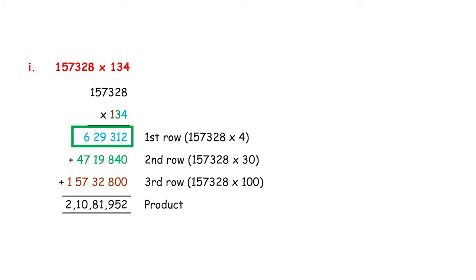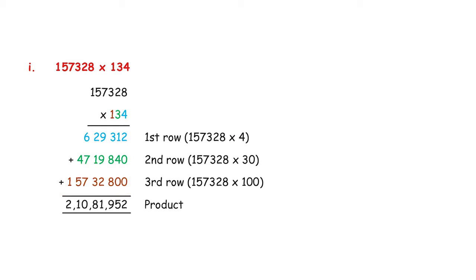The second row will have 157,328 into 30. The reason you are doing 30 is because 3 is in the tens place. That would be 4,719,840. The third row would be 157,328 into 100. 1 is in the hundreds place. That's why we are multiplying it with 100. And there you get 15,732,800.